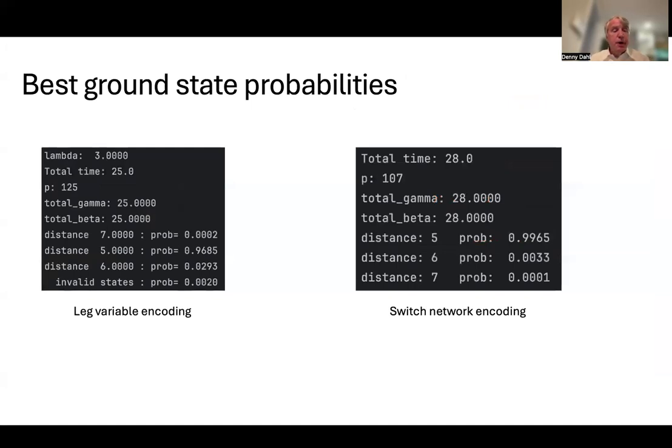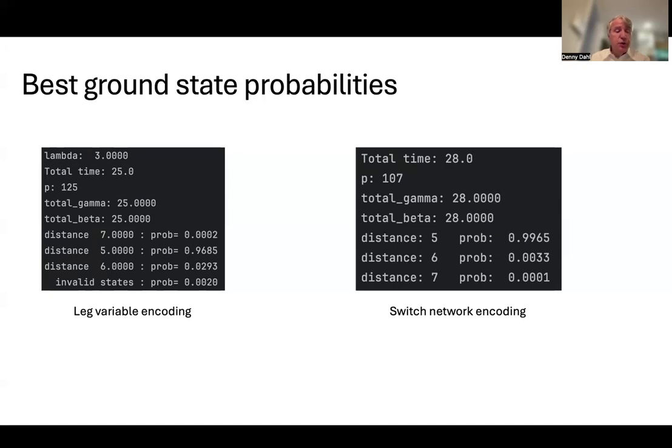These 2 charts show the best results I was able to obtain with my 2 QAOA circuits. On the left is the leg variable circuit. Using 125 layers in the QAOA circuit and a linear ramp for the beta and gamma values, I saw 96.8% of the probability in the shortest tour, which had length 5. Most of the remaining probability, 2.9%, ended up in the next shortest tour, which had length 6. The rest of the states had negligible probability. This was with a value of 3 for lambda.